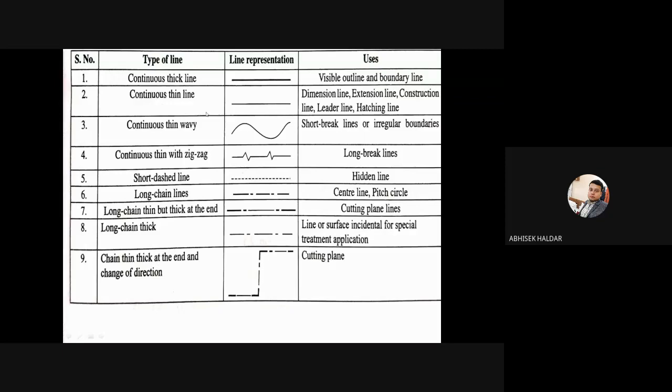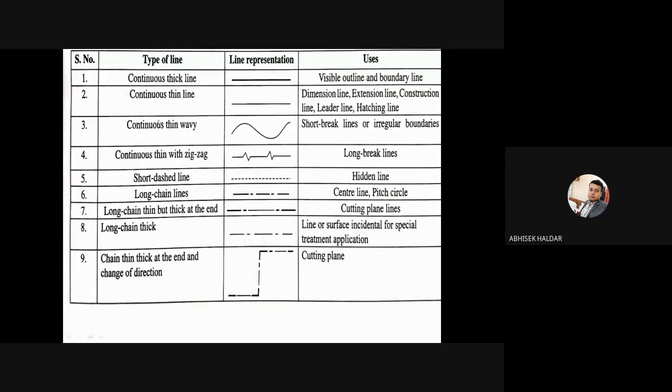Next is the continuous thin line. This may be the dimension line, extension line. There are different types of line names you can see over here. I will explain these things. That means what is a dimension line, what is an extension line, what is a construction line, and what is a leader line. You can just take a note that except the object outline, whatever lines you will use, that may be your continuous thin line.